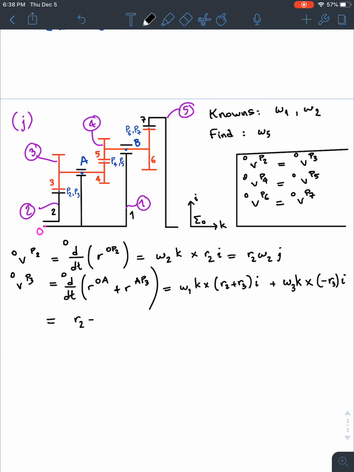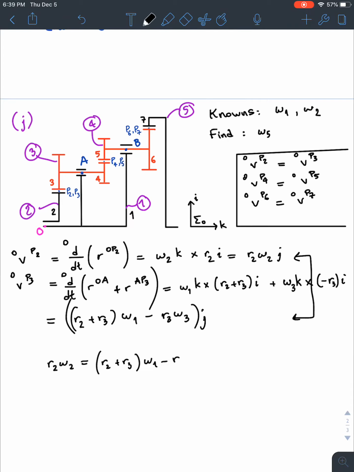And computing this, we're going to get (r2 plus r3) omega 1 minus r3 omega 3, all in the j direction. And the equality we need is the equality of these two things. So we have r2 omega 2 equals (r2 plus r3) omega 1 minus r3 omega 3. Yeah, that's our first equality.